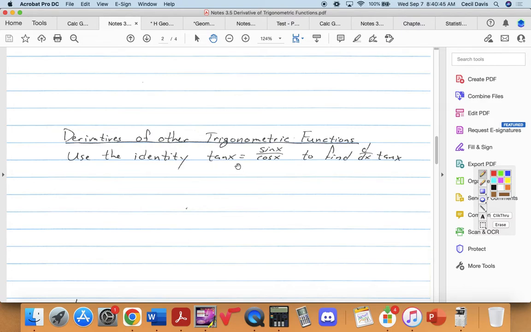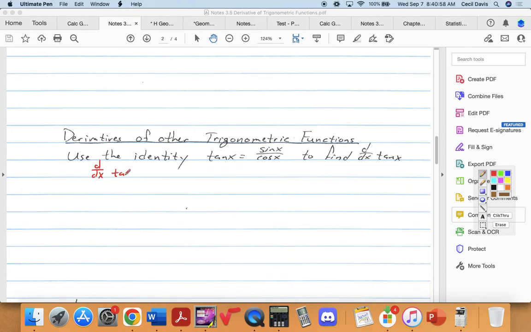So we know that tangent is equal to sine over cosine, right? Again, that's one I expect you to know. Let's find the derivative of tangent of x. So, the derivative with respect to x of tangent of x will be the derivative with respect to x of sine of x over cosine of x.